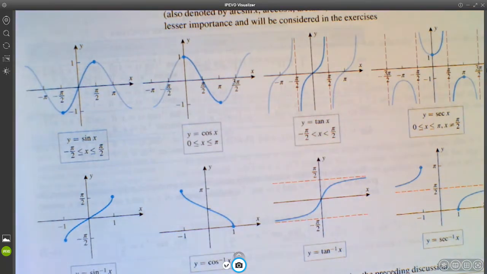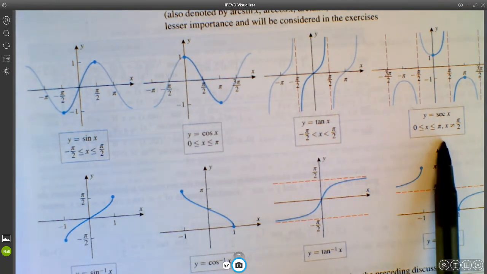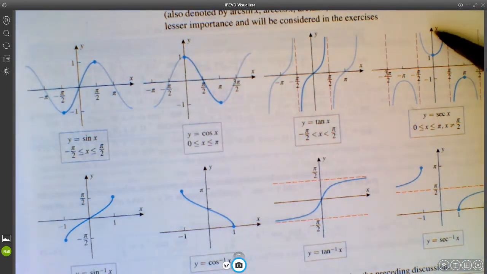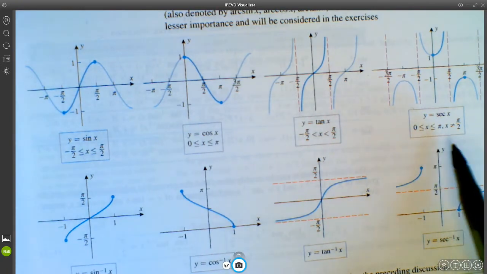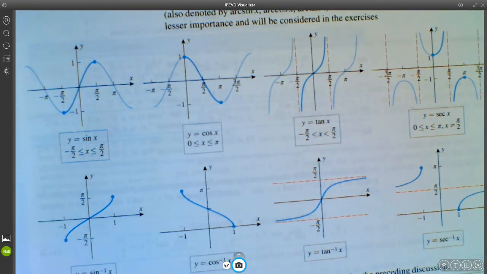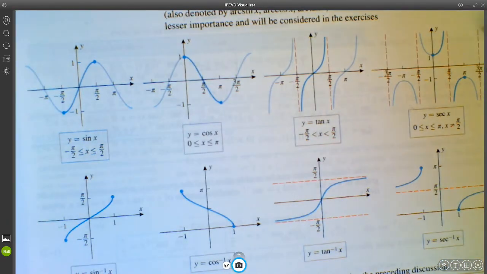Now, your book doesn't list these restrictions for cotangent and cosecant, so I'll just tell you verbally. For cotangent, we restrict between 0 and pi. And for cosecant, we restrict between negative pi over 2 and pi over 2, except that the cosecant function has an asymptote at 0. So we restrict between negative pi over 2 and pi over 2, except at 0. Anyway, these are the trig functions with their restricted domains.